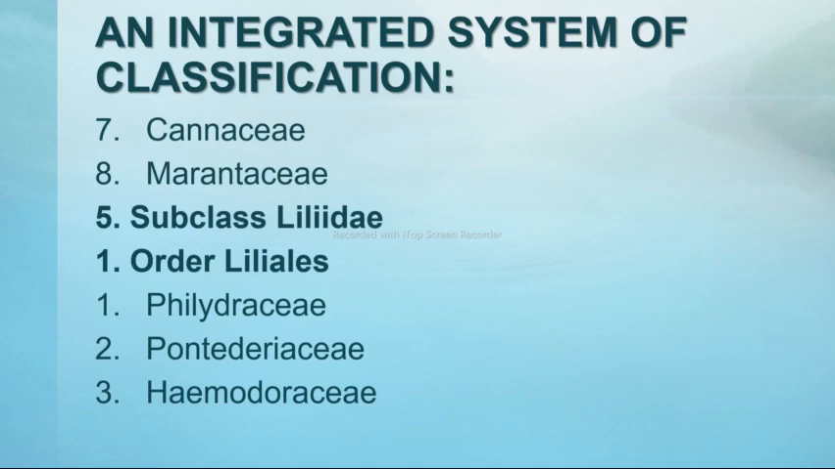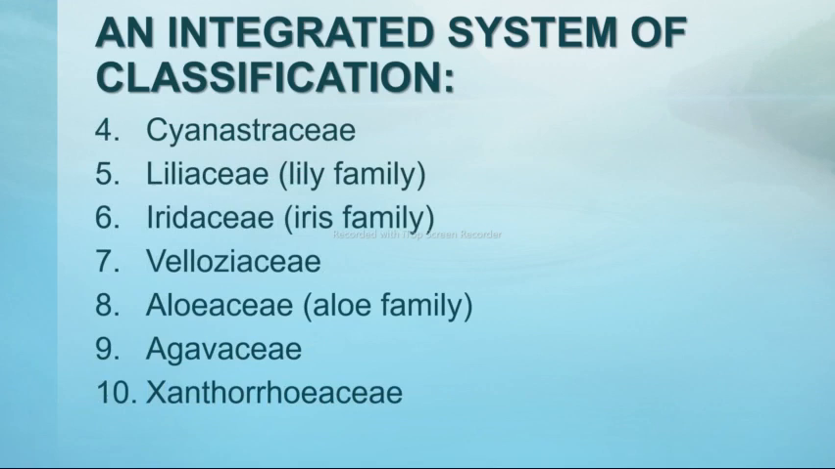Philydraceae, Pontederiaceae, Haemodoraceae, Systrophaceae, and Liliaceae, which is the lily family, Iridaceae, which is the iris family, Velloziaceae, Aloaceae, which is the aloe family, and next is Agavaceae and Xanthorrhoeaceae.